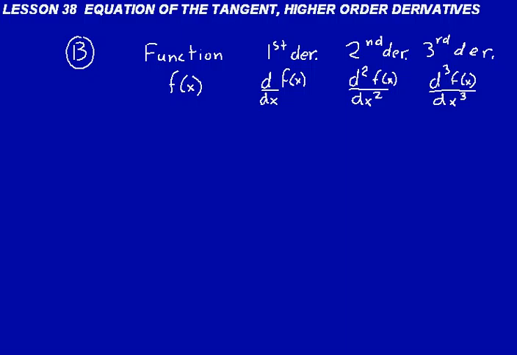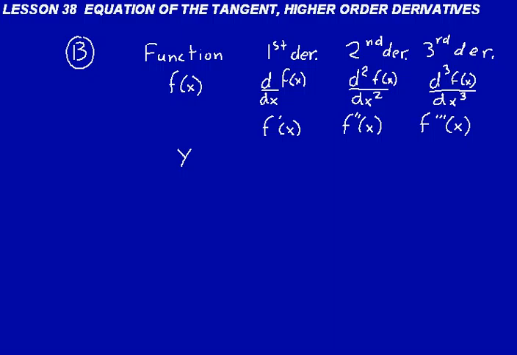Now the squared and the cubed don't really mean anything. That just means that we take the first derivative, then we take the derivative of that to get the second derivative, then we take the derivative of that to get the third derivative. You could have fourth, fifth, sixth derivatives, and so on. Another way you might see that written is f prime of x, the first derivative, so f double prime of x would be the second derivative, and f triple prime of x would be the third derivative.